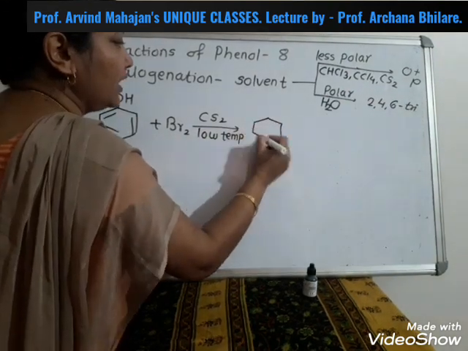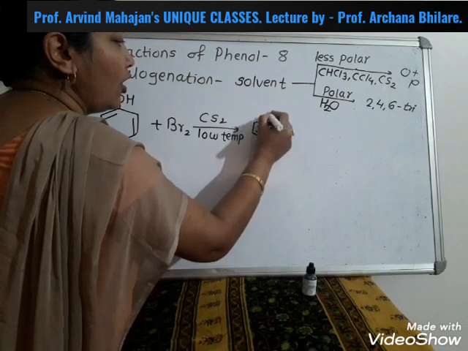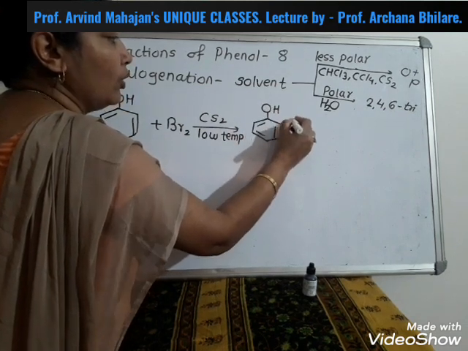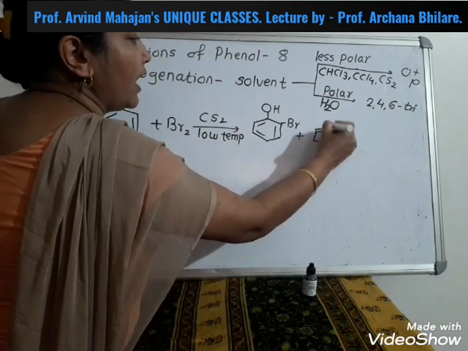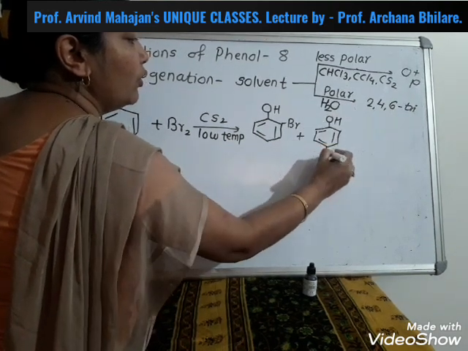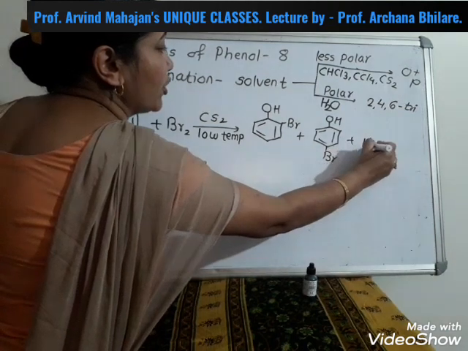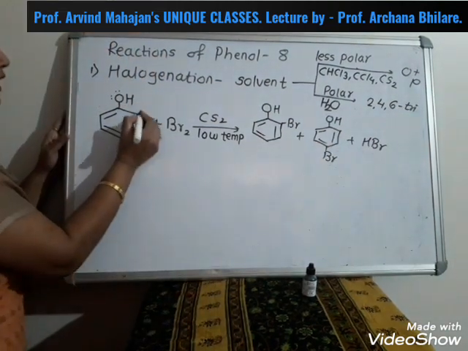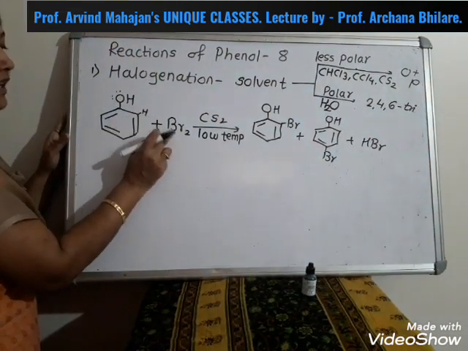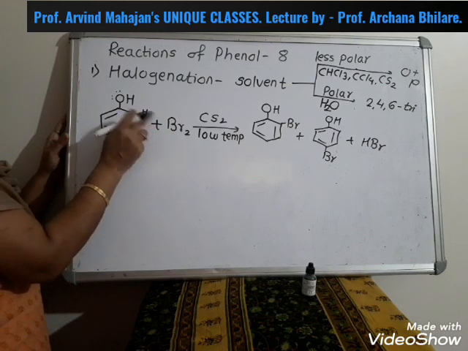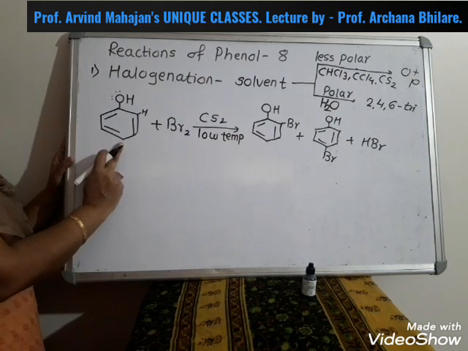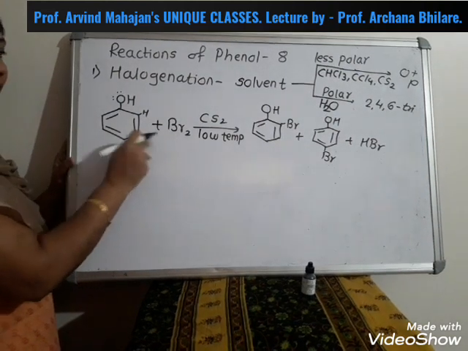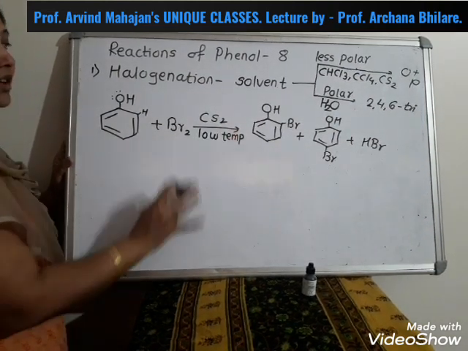So we get here mixture of ortho-bromophenol and para-bromophenol. Obviously byproduct formed in the reaction is HBr. Here one H is there, that H and one Br. H is replaced by Br and byproduct formed is HBr. Here also one H is there, that H reacts with this Br. HBr is the byproduct formed in the reaction.